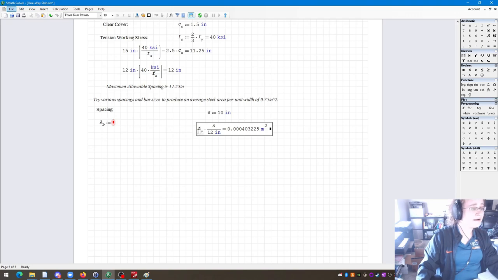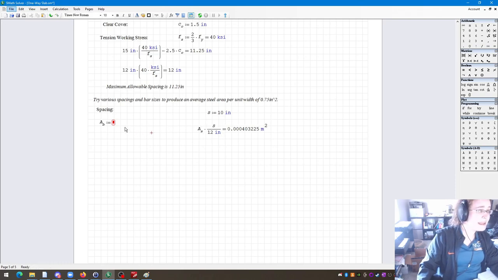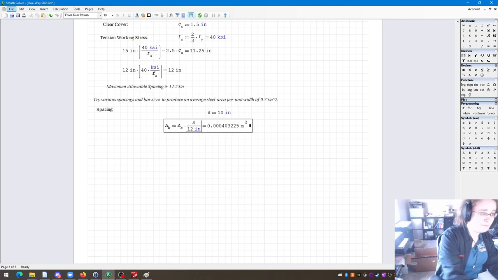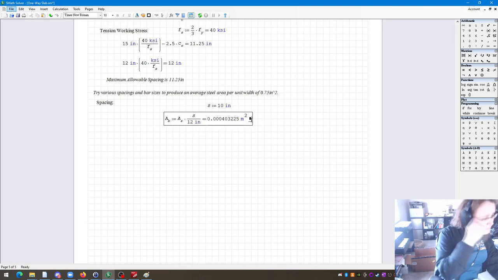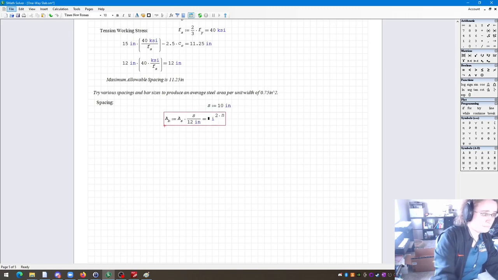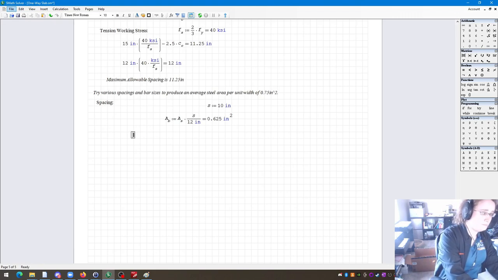And so our area of the bar, again, this is the area of an individual bar. If you're having trouble distinguishing AS from AB, AB is going to be the area of an individual bar, while AS is the average steel per unit width of our idealized beam. So this means the area of our bar, with a spacing of 10 inches, must be greater than 4.625 square inches, or converting that to a diameter, minimum bar diameter, only at a spacing of 10 inches.